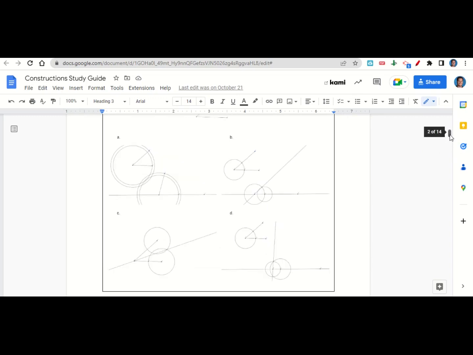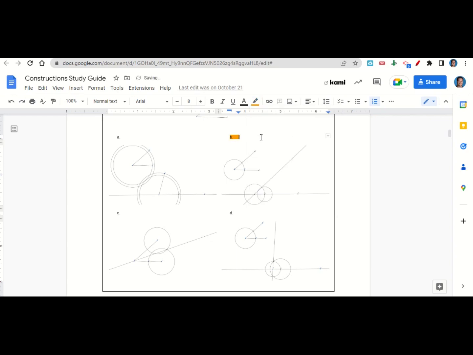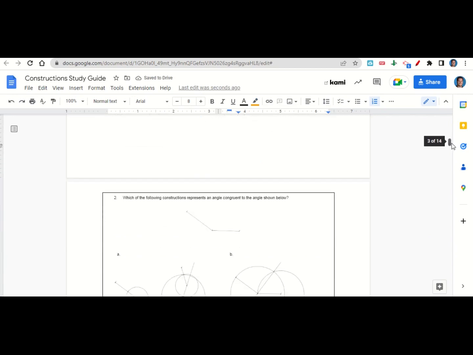So we're going to go ahead and go up to where it says B, click here, and we're going to highlight it. So we're going to use our highlighter tool, and we're going to make it any color. Just make sure it's some bright color. Let's do orange this time. So there's our answer. And then we'll move on to the next one.